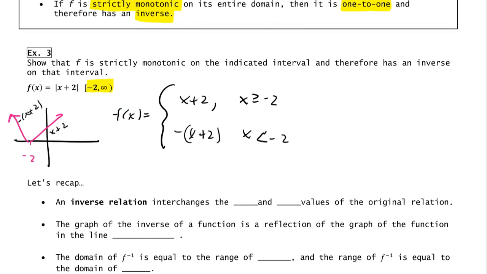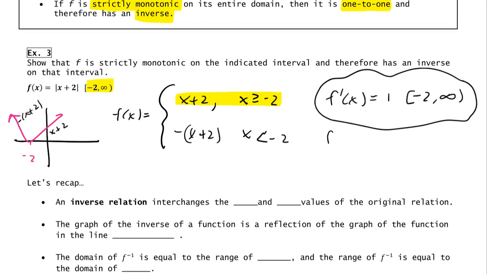How are we showing that strictly monotonic? I'm only looking at -2 to infinity. So guys, I am only looking at -2 to infinity, which is this top line. What is f prime on that top line? F prime, what is the slope of x plus 2? What's the derivative? It's just 1 from -2 to infinity. What can we say about this? We can say f prime is always positive.